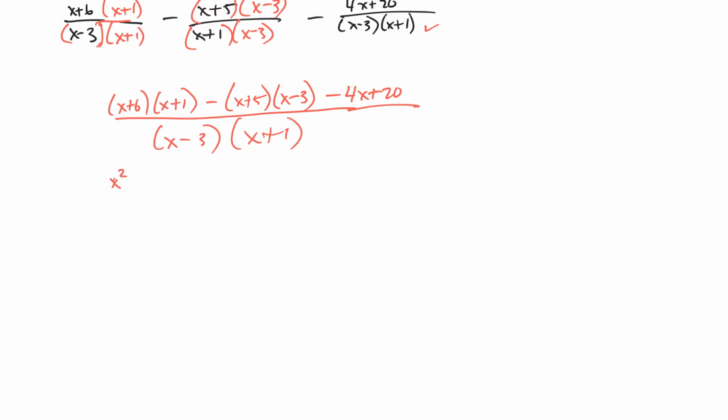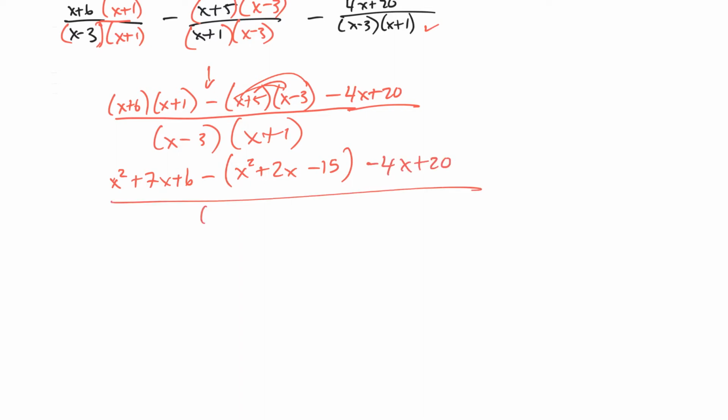x squared plus x plus another 6's plus 7x plus 6 minus, now this is the dirty, rotten, filthy, stinking negative. I'm going to leave a bracket here and just multiply that out. So it'll be x squared minus 3x plus 5x is plus 2x. 5 times minus 3 is minus 15. You see what's going to happen with that? Minus 4x plus 20. All over that lowest common denominator.